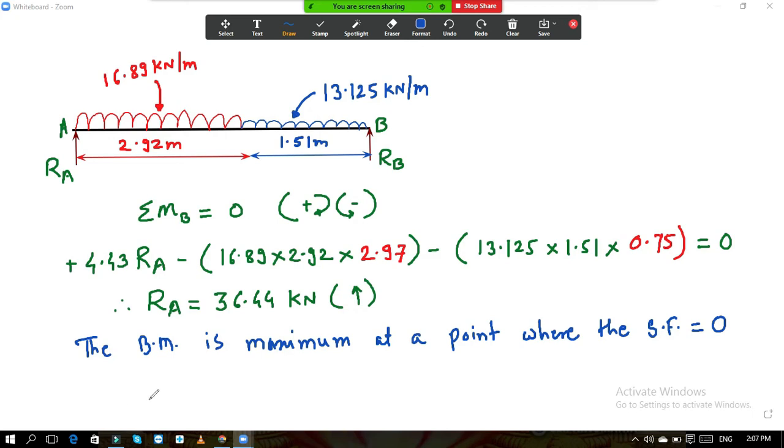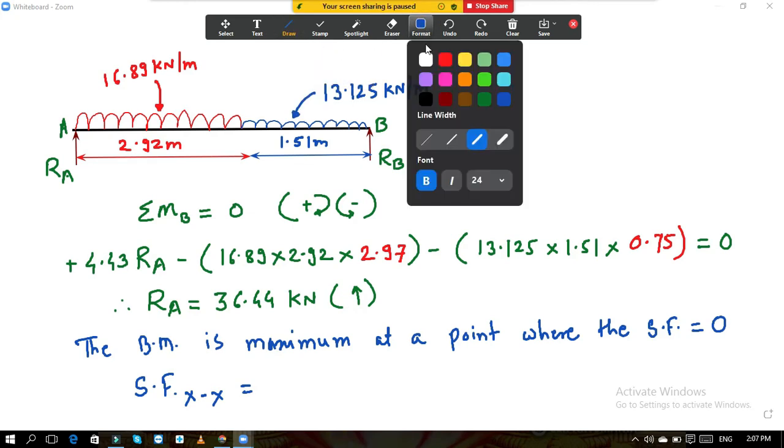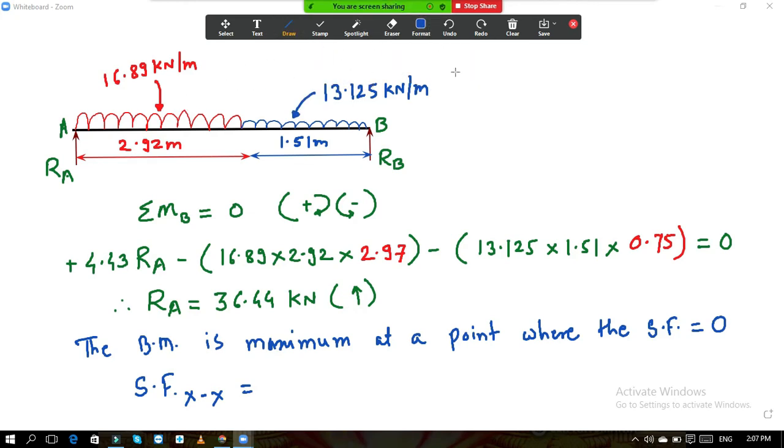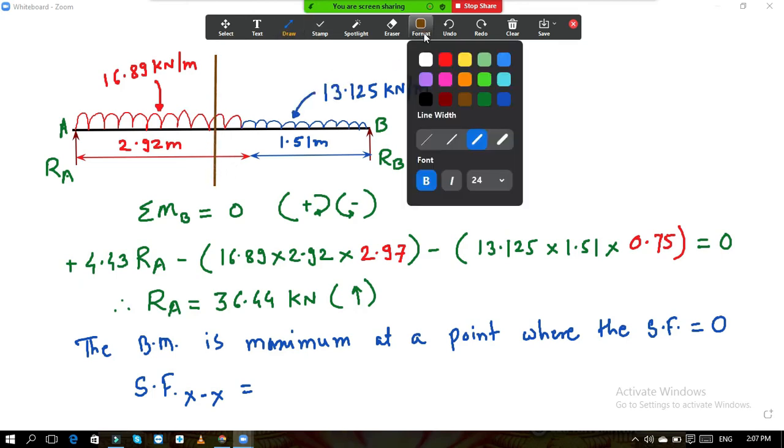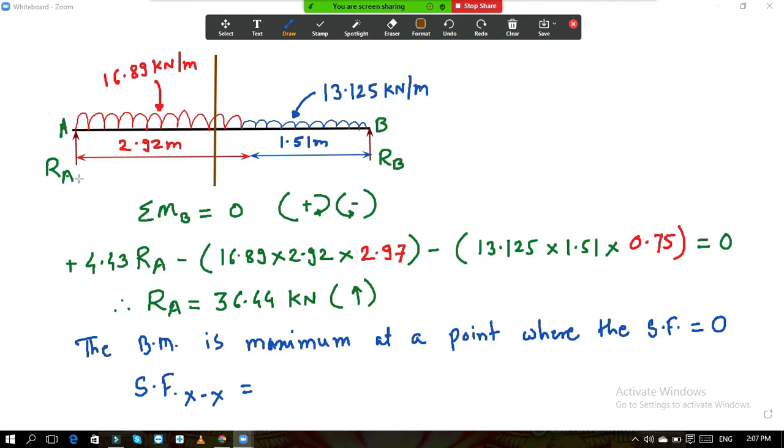So now I will take a general section at a distance x and I will find out the equation of shear force. Okay, so now here SF at x is equal to, so I will take one section line. Suppose now I have taken a section here at this point. This is my section line, and this section is at a distance x from this point. This section is at a distance x.